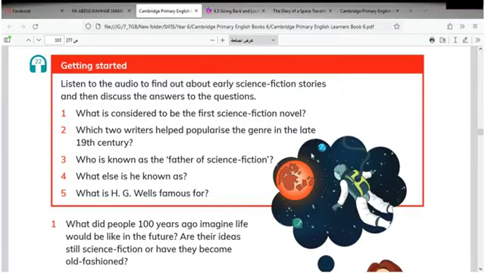Very nice. That was an icebreaker. It was a listening activity, and it will introduce the science fiction genre and the key factors or the key members of them.